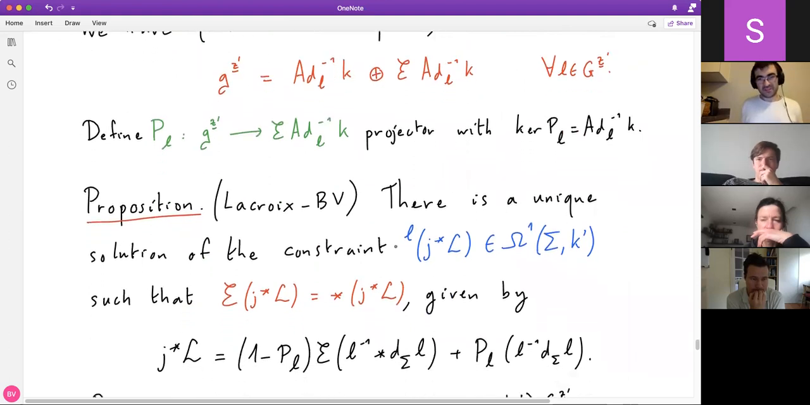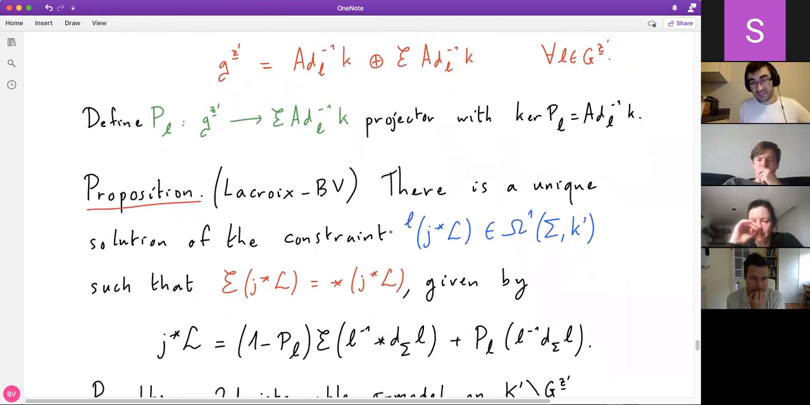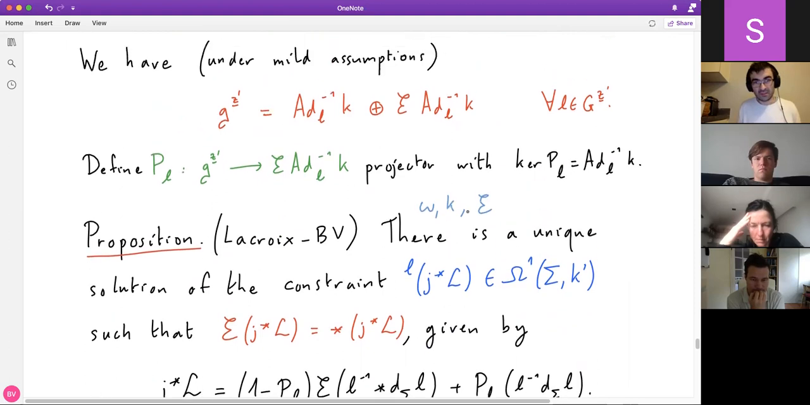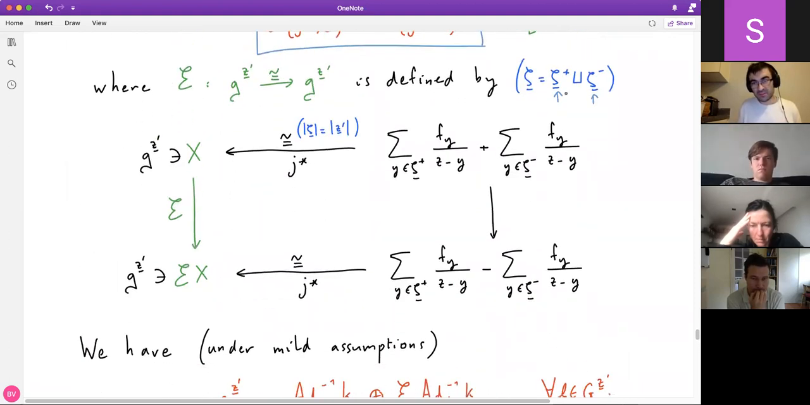The upshot is just that I can solve this constraint, and in fact, I can find a unique solution given the following data. So I start with omega, a choice of defect Lie algebra, which is isotropic, and a choice of operator E. The only choice here was a choice of splitting of the zeros. I chose that so that for half of these zeros, I changed the sign of the Lax matrix in the definition of this E operator.